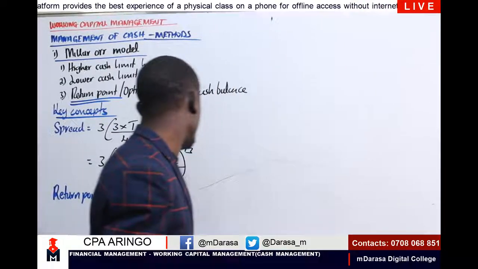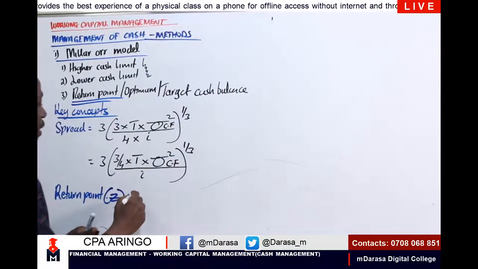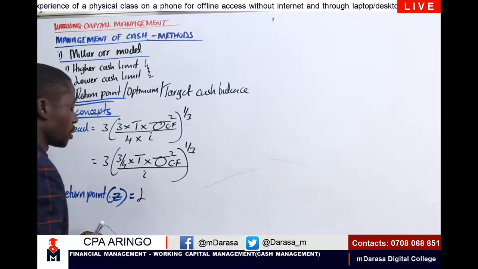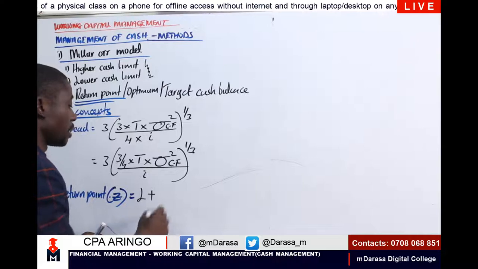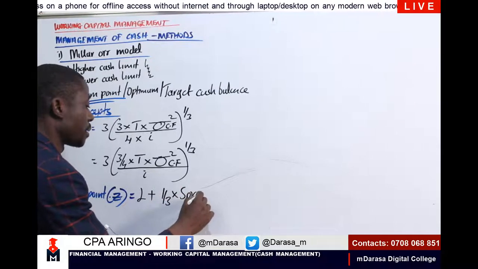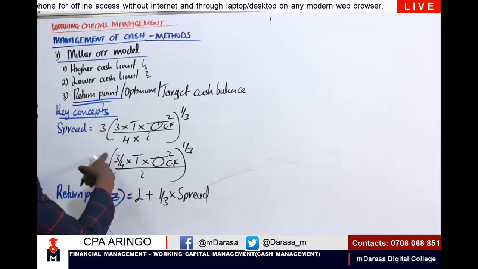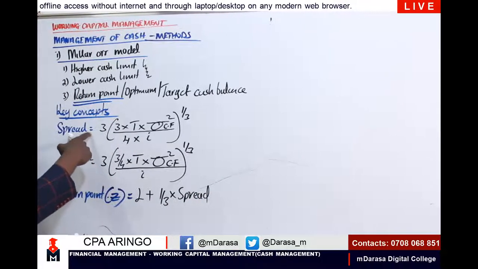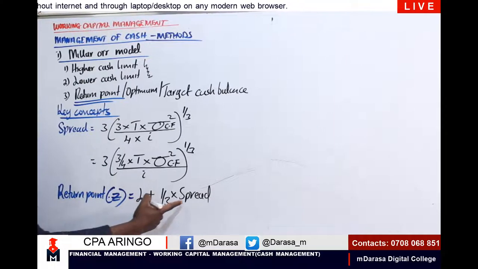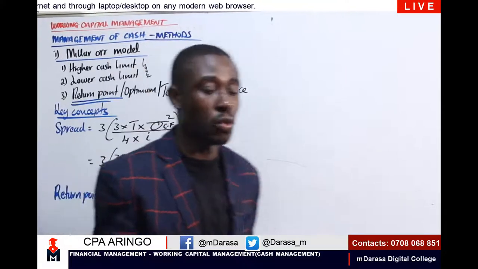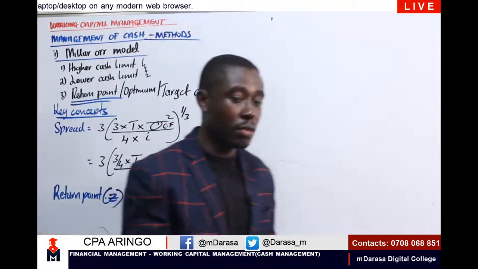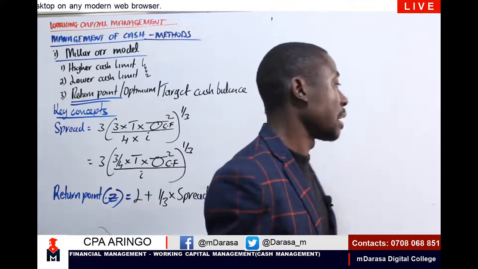So to determine our return point, this will also be very simple because I'll be taking my lower limit, my good students, and adding a third times spread. And recall how to determine our spread. We have our spread here. So basically, I'll just be taking a third times spread. That is the lower limit plus a third times spread. That will give us what we're referring to as the return point.